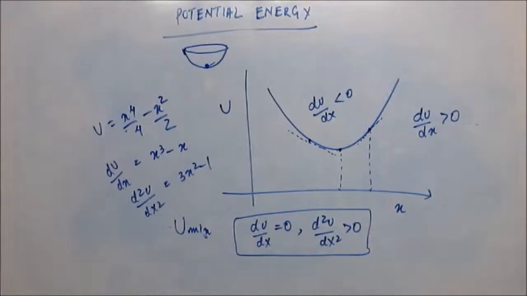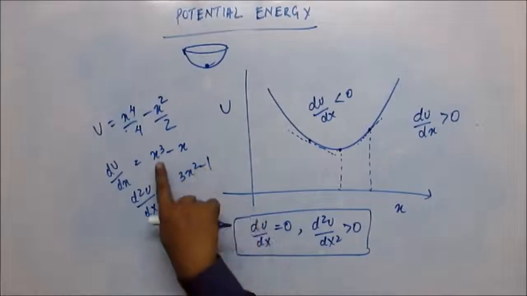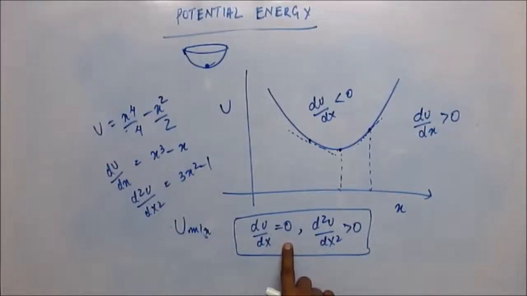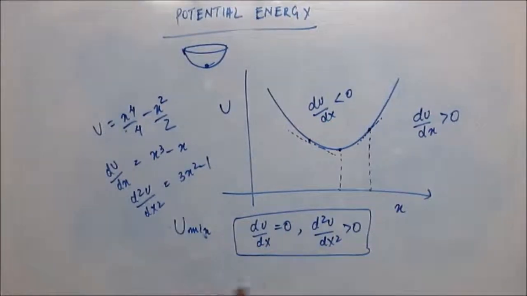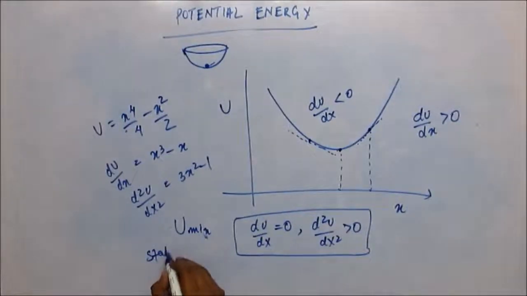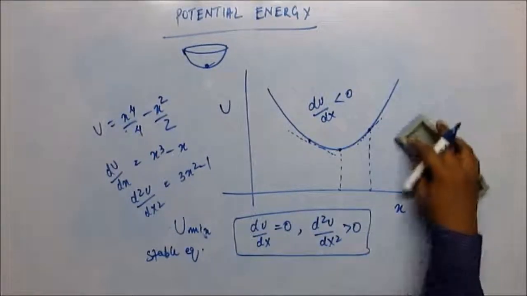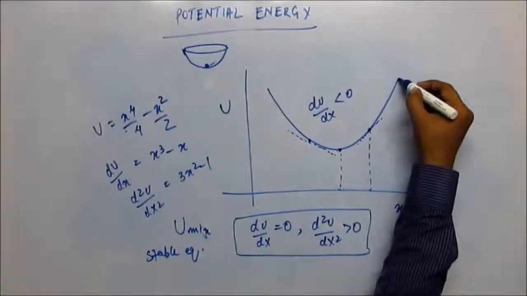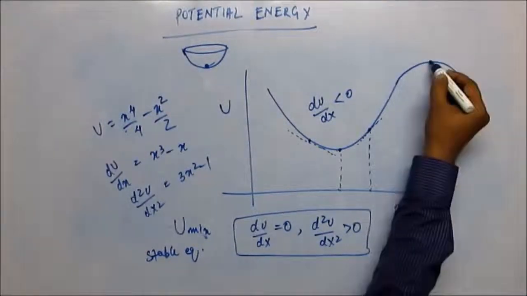Okay, now let's see if x is equal to 1 is a point of minima. Now at x is equal to 1, du by dx is 0. And at x is equal to 1, d square u by dx square is positive. So x is equal to 1 is a point of minima. That's how we'll do it. Okay. So this is the condition for minima. This is for stable equilibrium. Now there could be a condition for unstable equilibrium. Like this, at this point.